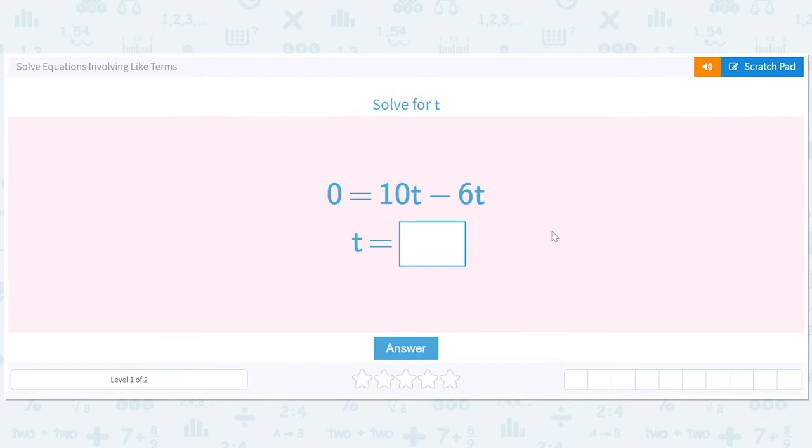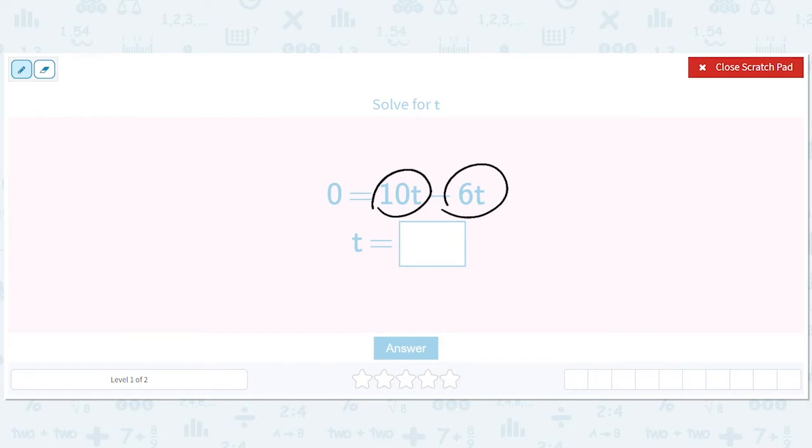Hello, everyone. So, we've got 10t, we've got 6t. 10t minus 6t is 4t. 4t divided by 4, divided by 4 gives us t equals 0.